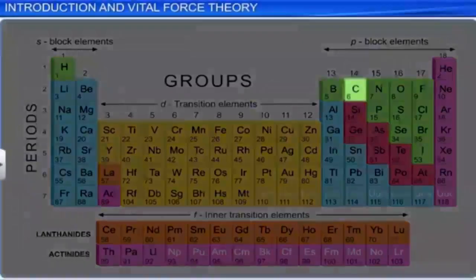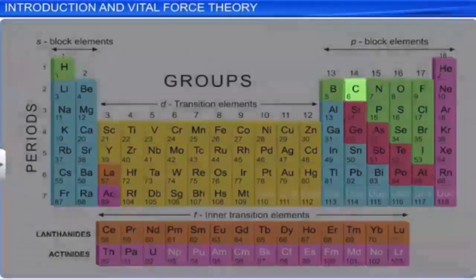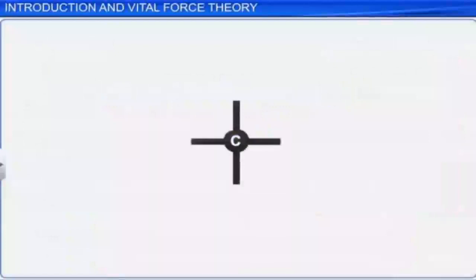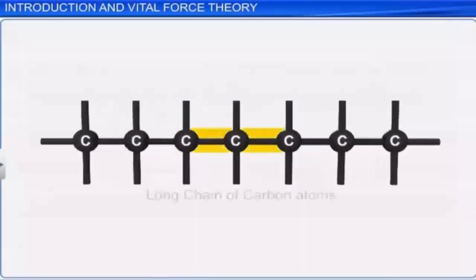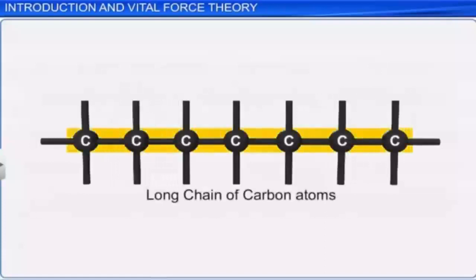Carbon is an essential element of all organic compounds. Carbon, which is tetravalent, has the ability to successively bond with other carbon atoms to form long chains or rings. The property of self-linkage of carbon atoms is known as catenation.